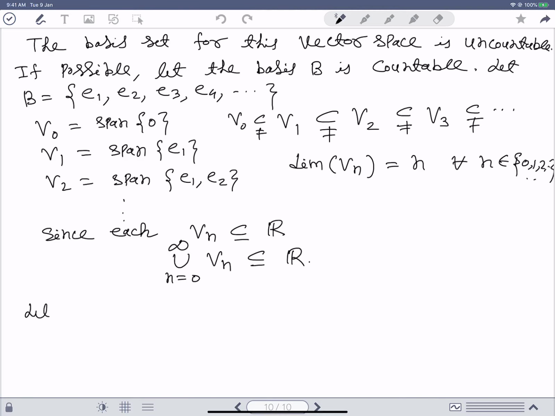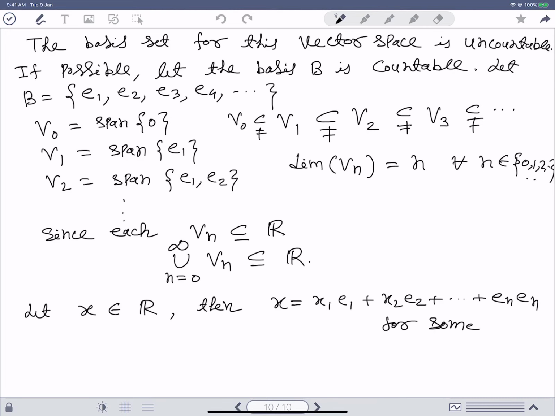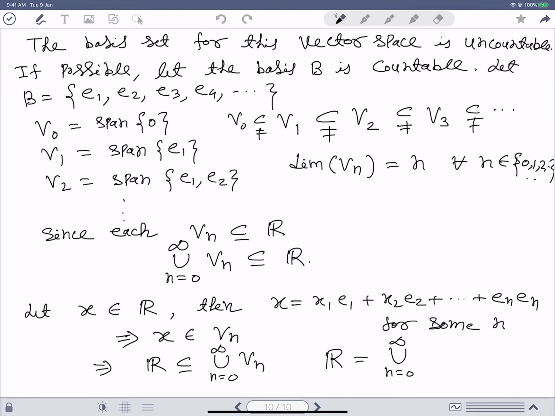Now what about the reverse? Let some x belong to R. Then x can be written as a finite linear combination of this basis, right? Therefore x equals x1 e1 plus x2 e2 up to xn en for some n. So that implies x belongs to Vn. Therefore R is a subset of the union of n equal to 0 to infinity of Vn, that is, we can say R equals the union of n equal to 0 to infinity of Vn.